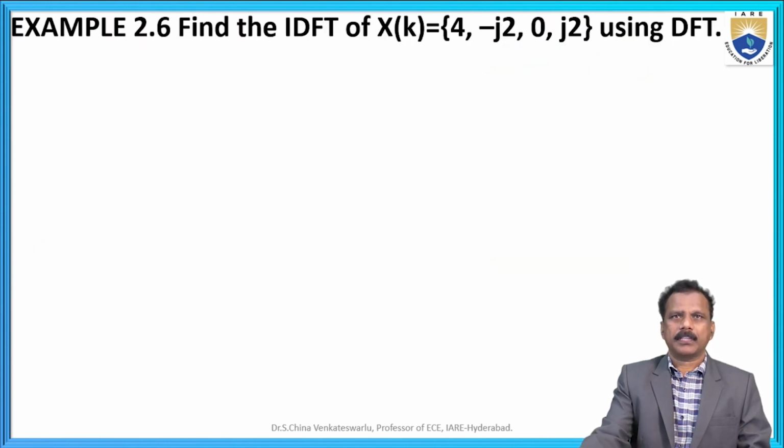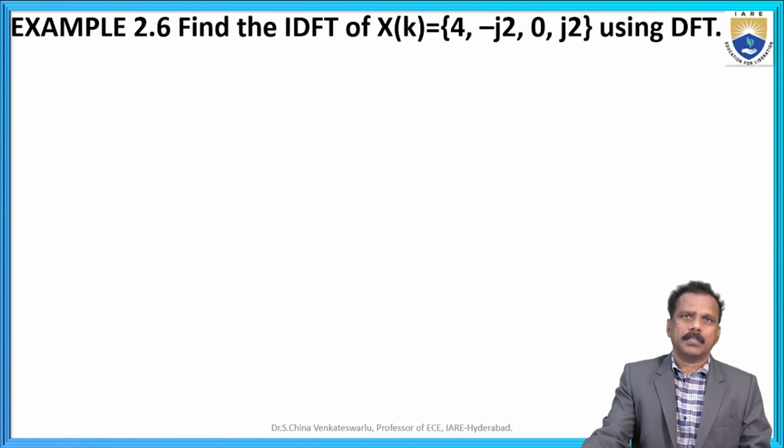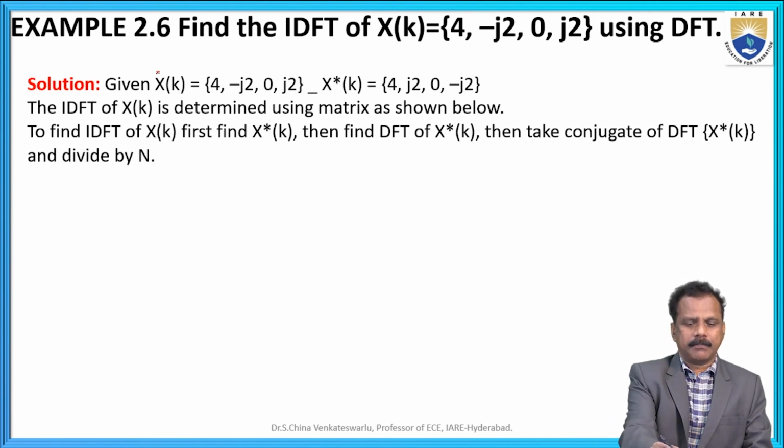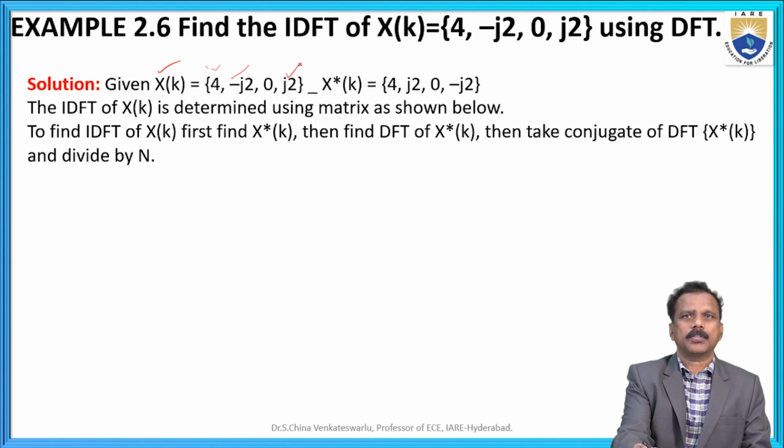Okay, next, come to this next. So what is the reverse of that? Just now we found the DFT, and the reverse of the DFT is the IDFT. Find the IDFT, inverse discrete Fourier transform, of x of k, which is equal to 4 minus j2, 0 plus j2, using the discrete Fourier transform. So here the given data x of k is 4 minus 2j, 0 plus j2.